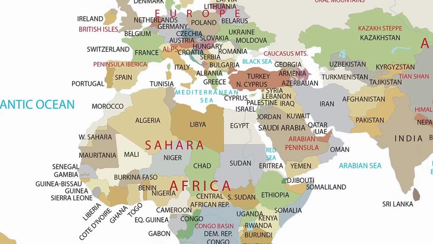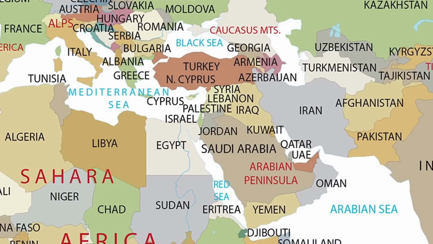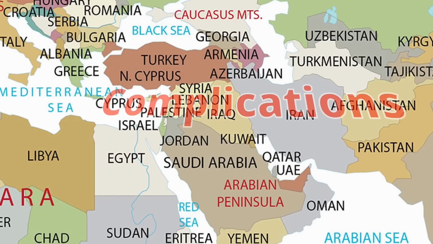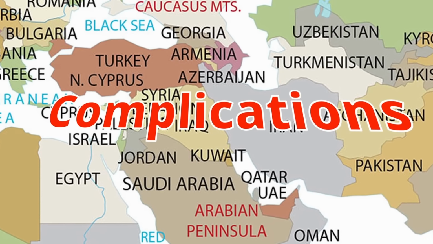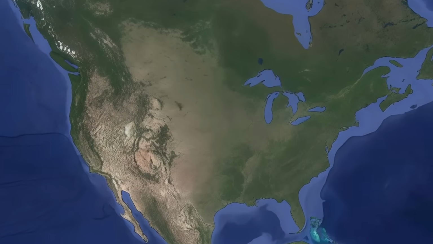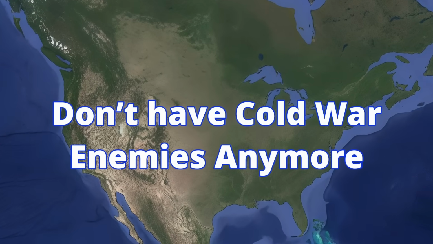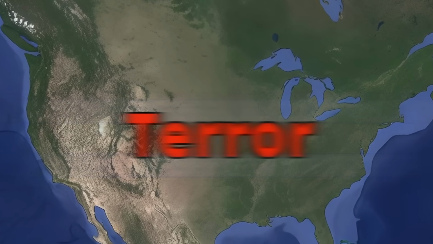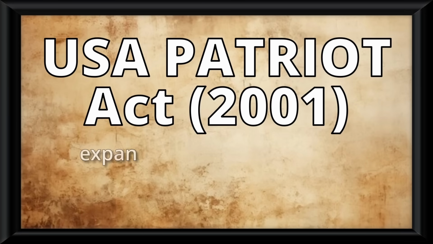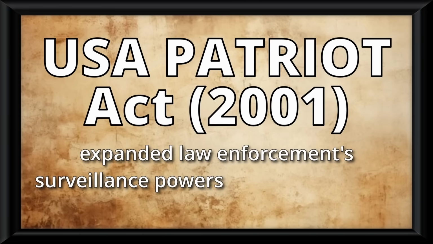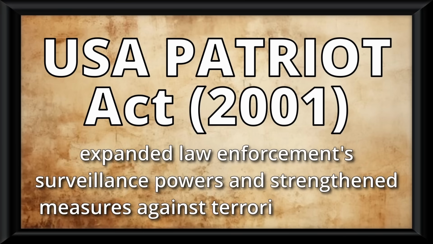It's also important to note that the US depended a lot on oil coming from the Middle East, and so a lot of complications arose over energy because of the military actions happening in that region. So the US shifts. They don't have Cold War enemies anymore. Their big enemy now is instead terror. And this will even expand to the home front with the Patriot Act, where the US expanded law enforcement surveillance powers and strengthened measures against terrorism financing.